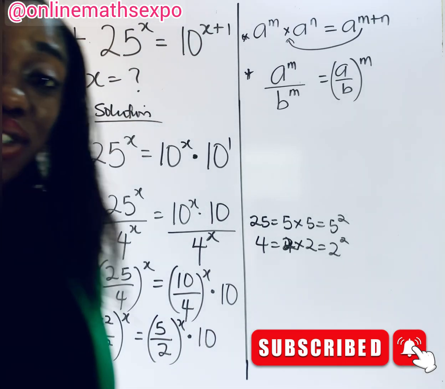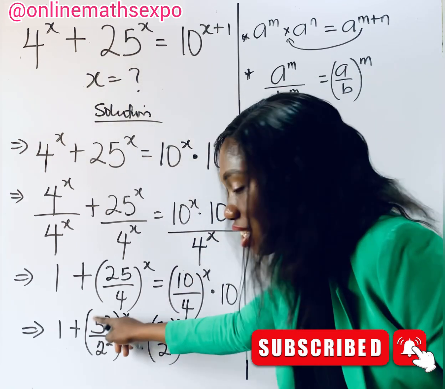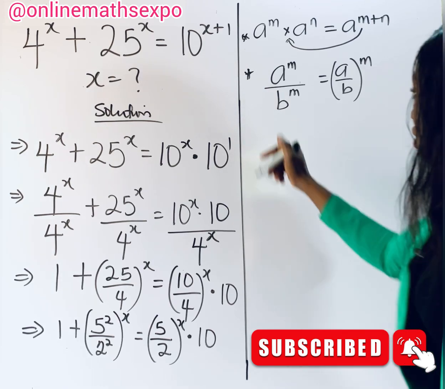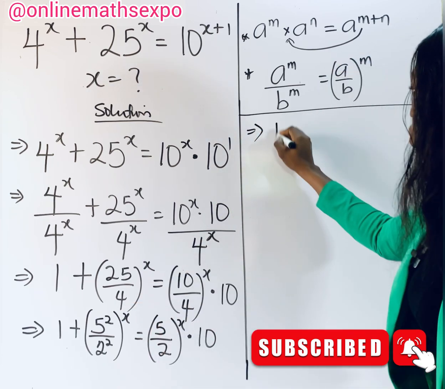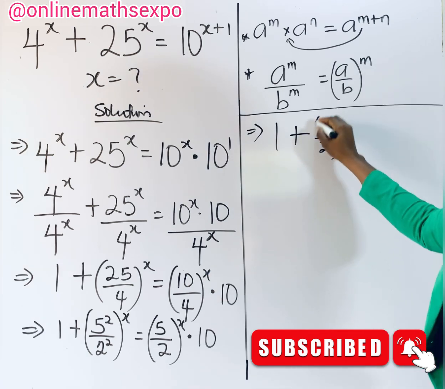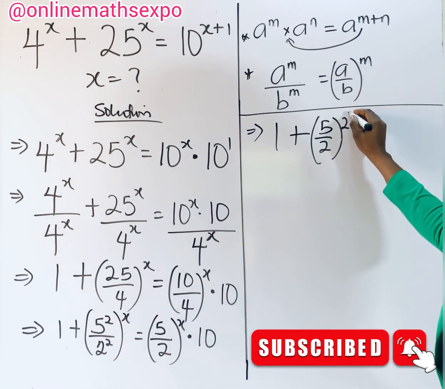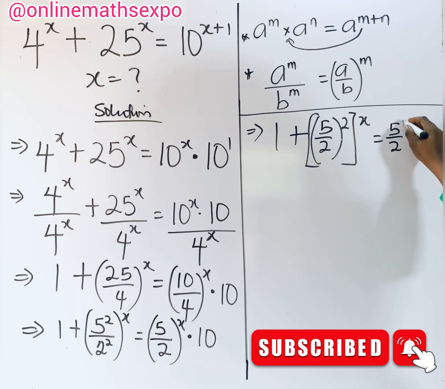Interesting. Now what do you do again? You also need to apply this rule to this value inside, just see what you will have. So to do that, you are going to now have, so let's block this. From here, we have 1 plus, this will give us 5 divided by 2 raised to the power of 2, for the value inside the bracket. Then also raised to the power of x is equal to 5 divided by 2 raised to the power of x multiplied by 10. I hope you are observing something now.